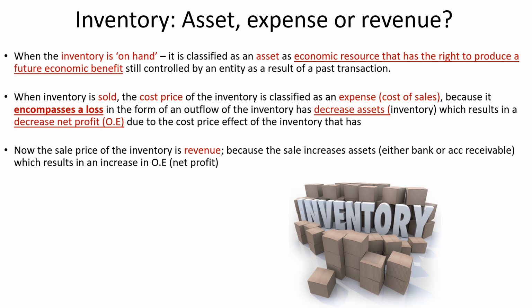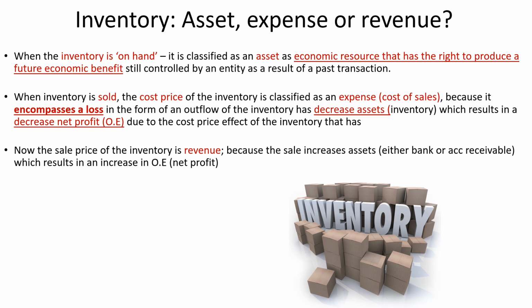So just as a little summary, let's have a look at inventory in terms of how we classify it. Well, when it's sitting on the shelves, it satisfies the criteria for an asset because it's an economic resource, it has value, and it has the right to produce a future economic benefit when we sell it for a markup. Now, when we sell it, we've got to deal with the cost price effect of that. And so therefore that satisfies the criteria for an expense because there's been an outflow of the inventory, which decreases our inventory on hand. So we've decreased our assets and we have a consequential decrease in OE due to the cost price effect of that.